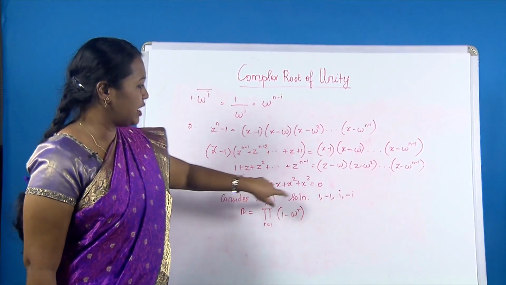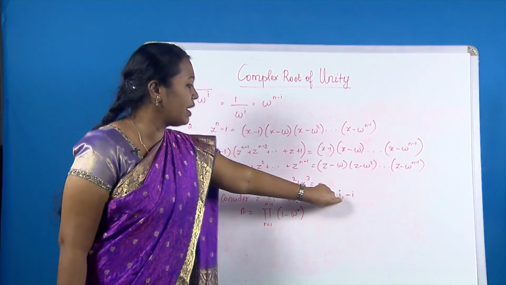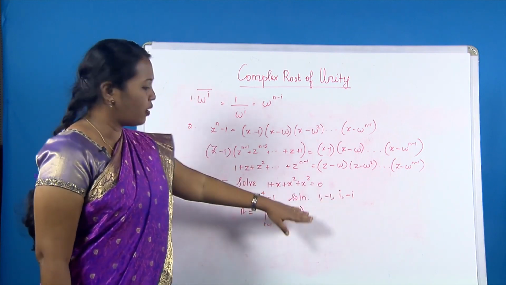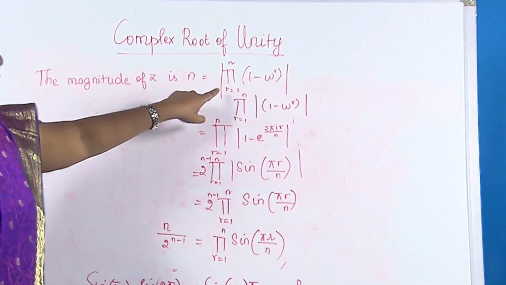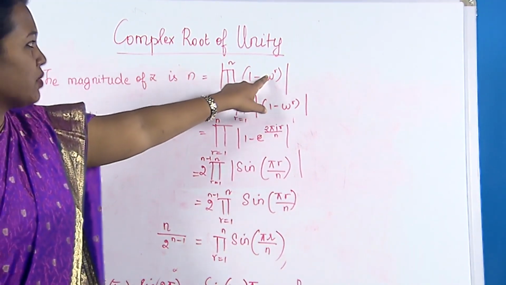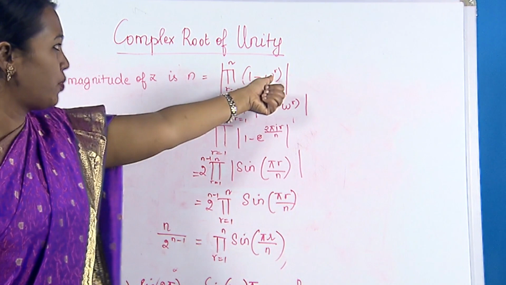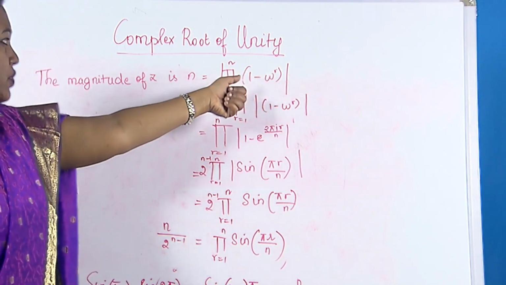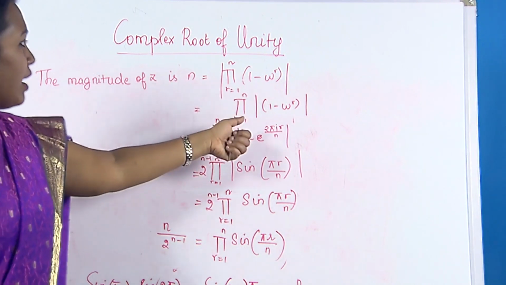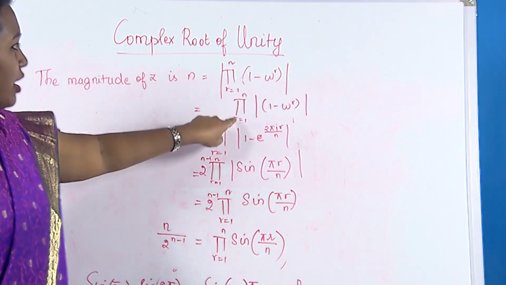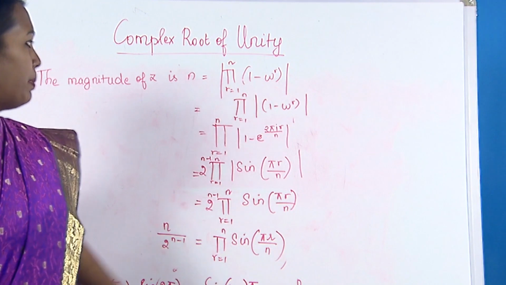Therefore the roots of this equation can only be minus 1, I, minus I, and we shall solve this. The magnitude of z is n, equal to the product of 1 minus omega power r. So we know that these are the complex roots of unity, and therefore the product of all these will give you n, the product for r equal to 1 to n of 1 minus omega power r.